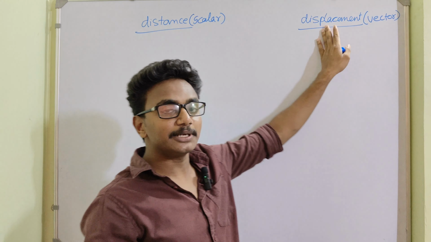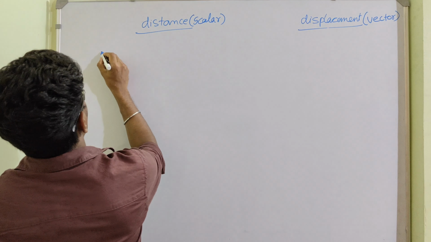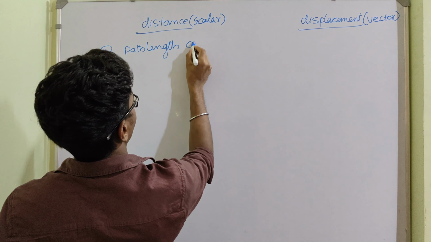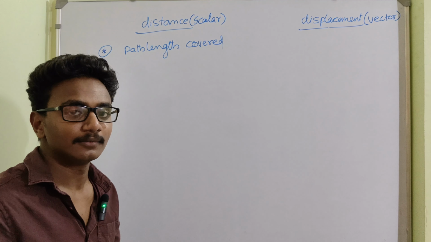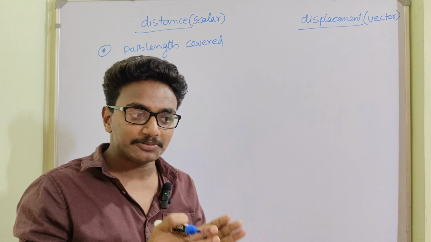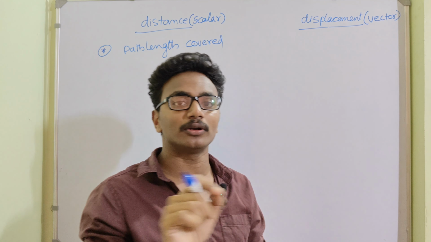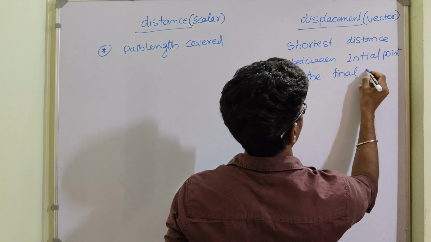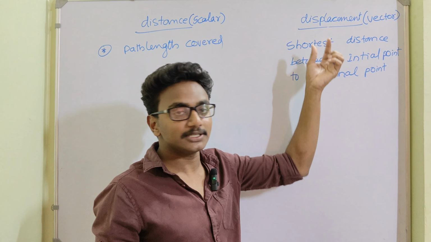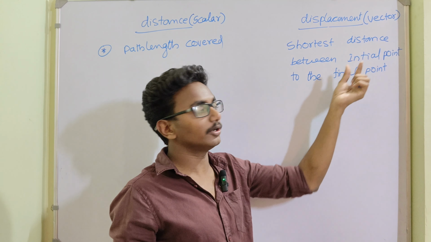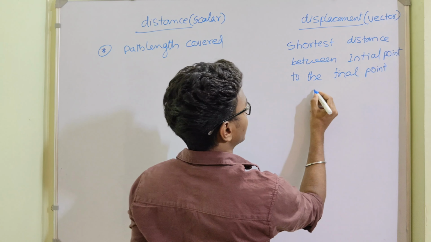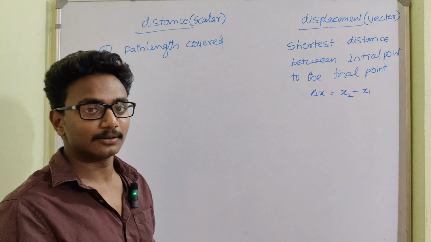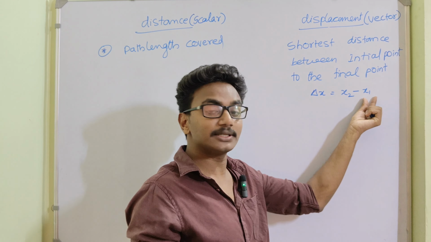What does it mean? Displacement depends on direction. Distance means the total path length covered, right? Now come to displacement. Displacement is the shortest distance between the initial point and the final point. So you can define displacement as delta x equals x2 minus x1. Here x2 means the final point, x1 means the initial point.